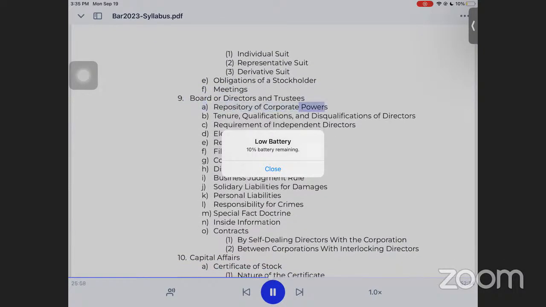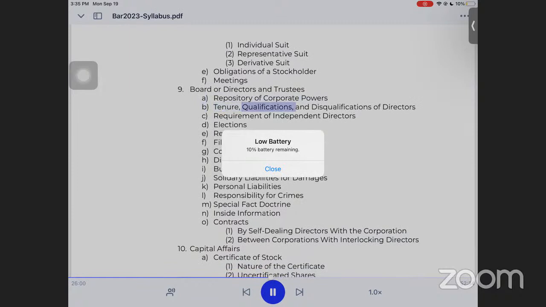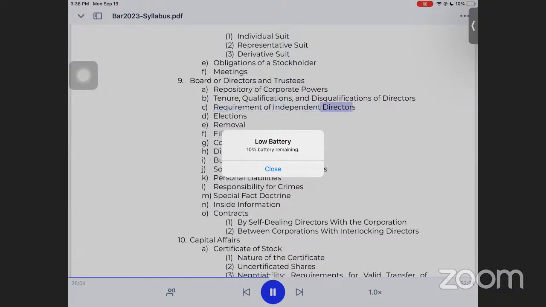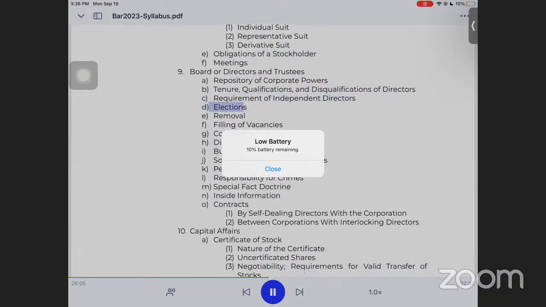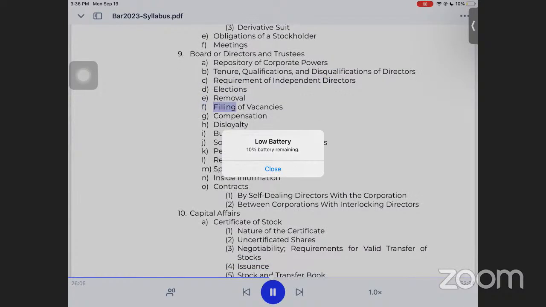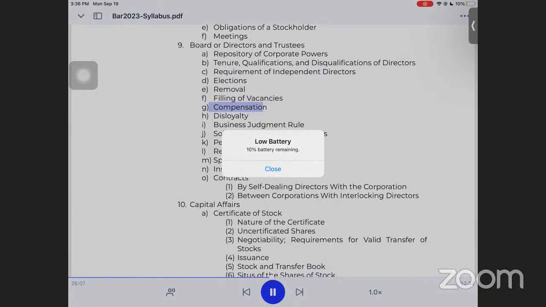Repository of corporate powers. B. Tenure, qualifications and disqualifications of directors. C. Requirement of independent directors. D. Elections. E. Removal. F. Filling of vacancies. G. Compensation.